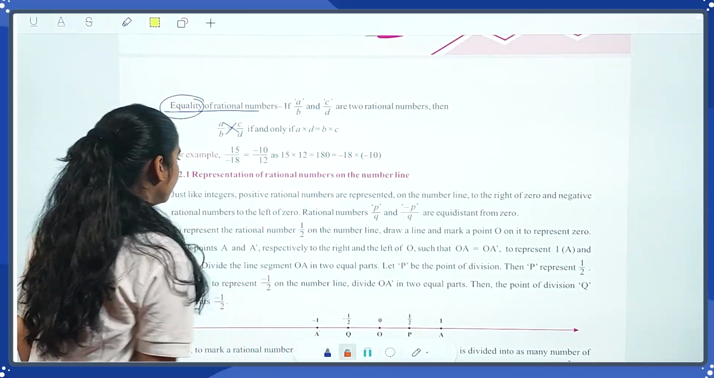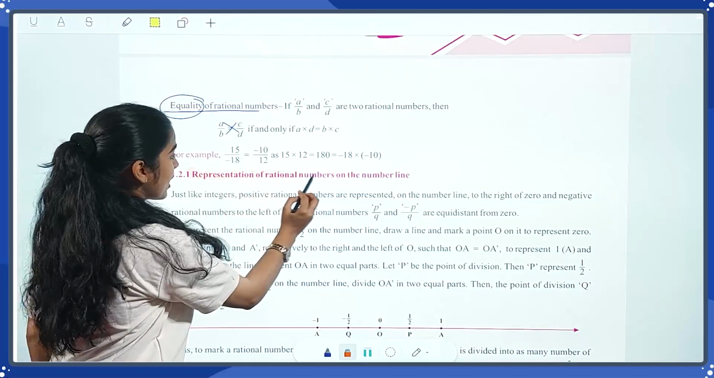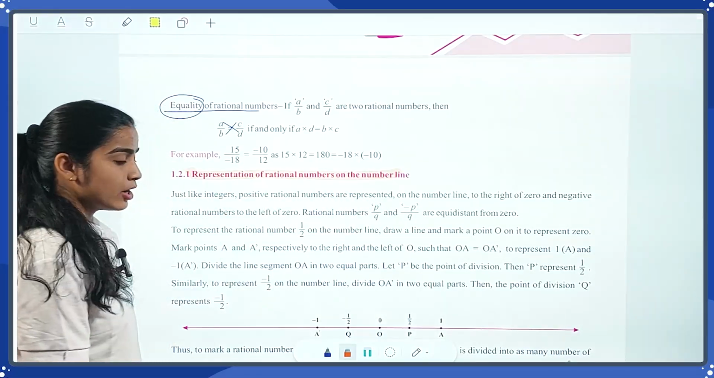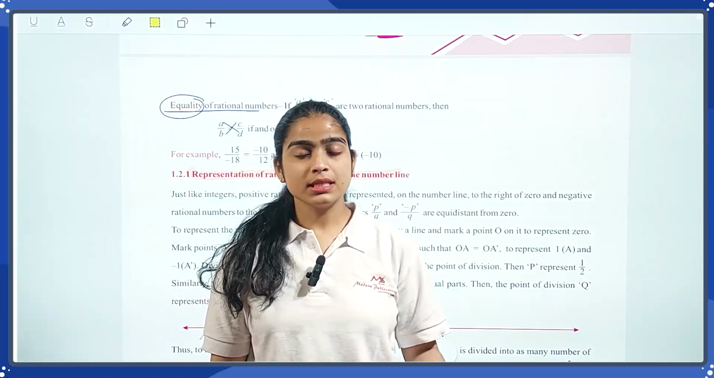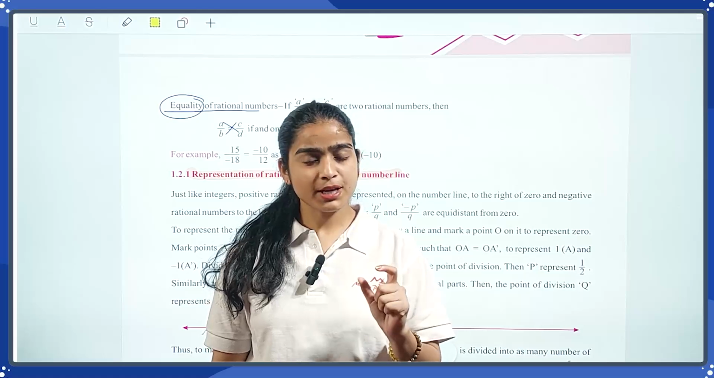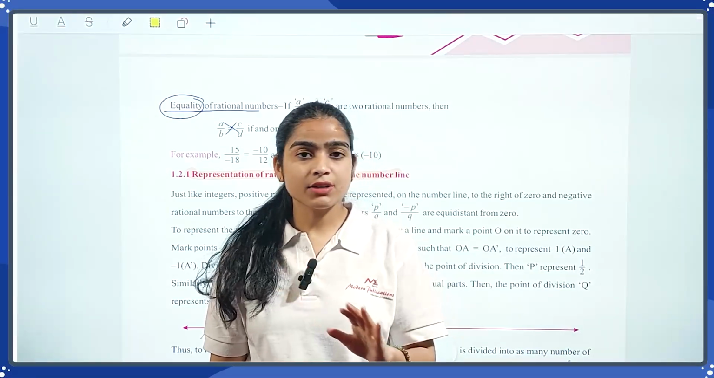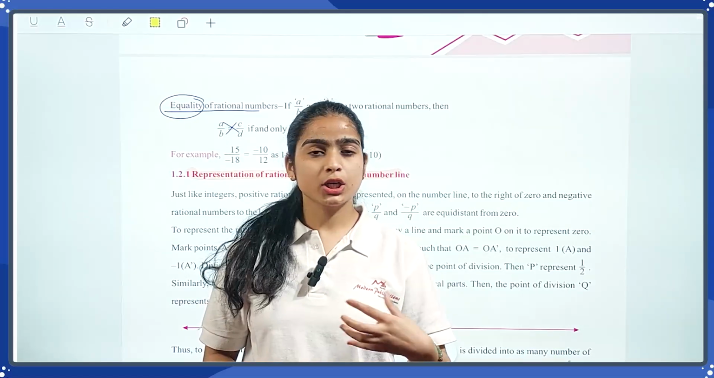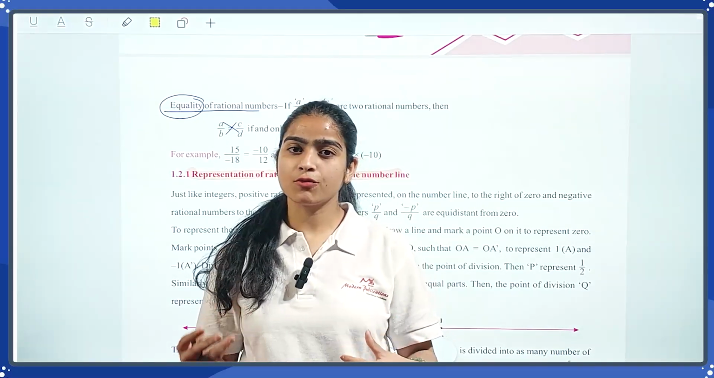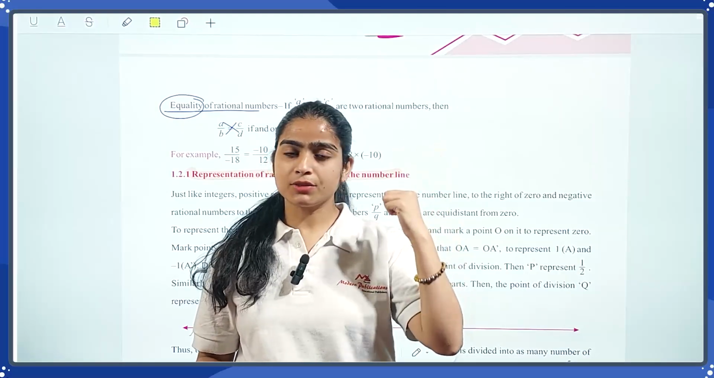Now, we have representation of rational numbers on the number line. So, first we understand about the rational number, which means P by Q form, where Q is never equal to 0. Okay. Then we understood about the standard form, the equivalent numbers, and the operations we have to follow with the P and with the Q.